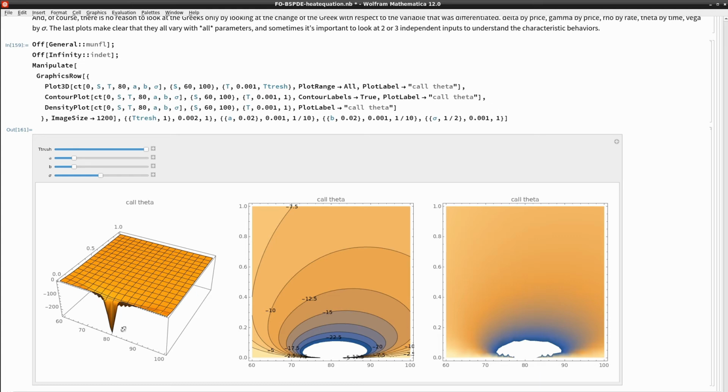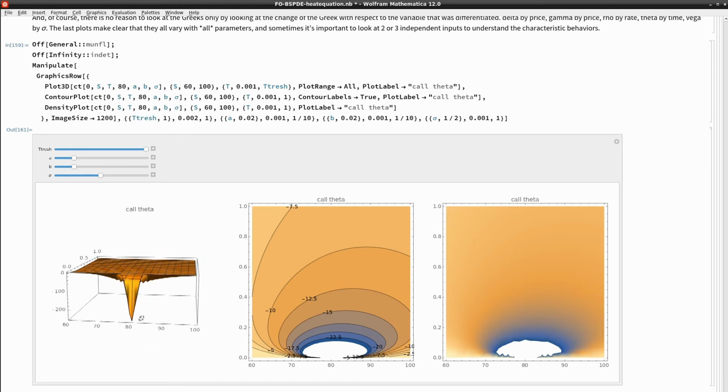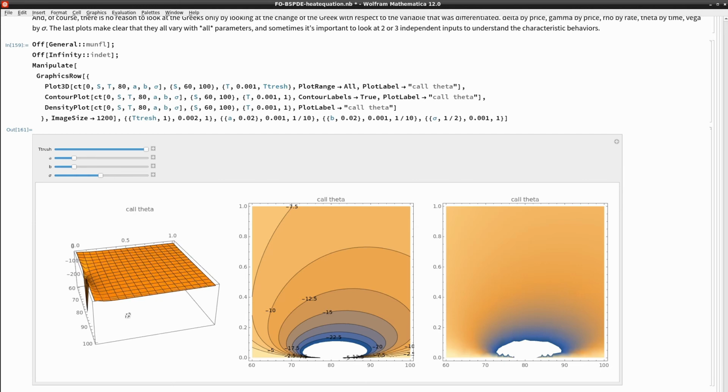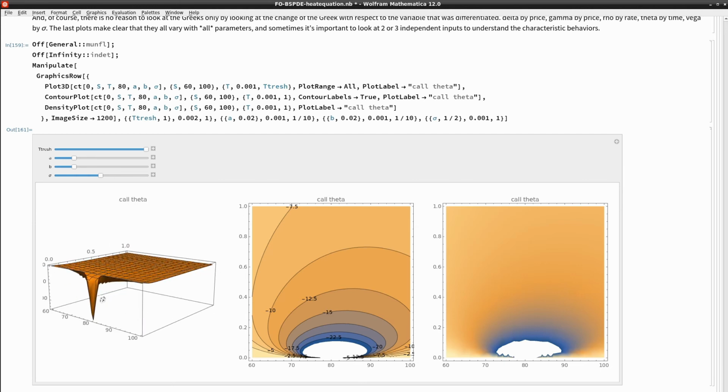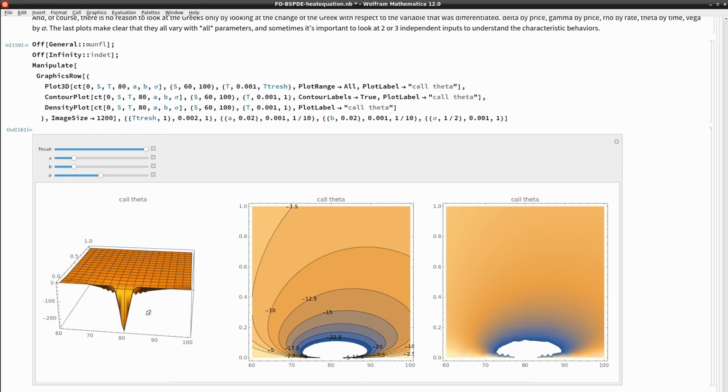So the time value, the option price minus intrinsic value, comes down, and it predominantly comes down at the strike, and we've seen that in the plots above. The largest difference between the option price and the intrinsic value is at the strike. So here at the strike of 80, we can see that theta literally craters. It really craters down to a very negative value.